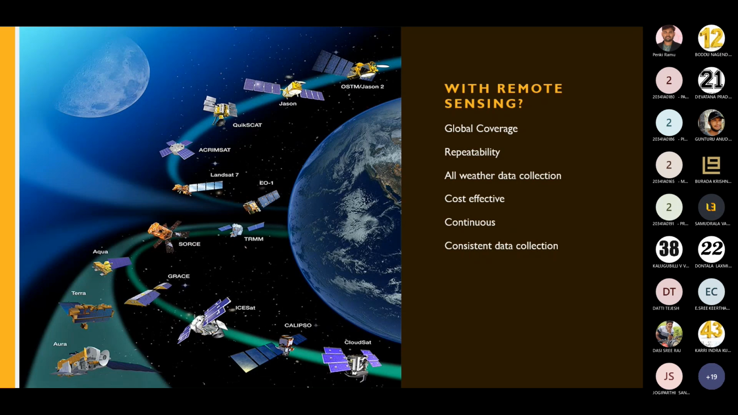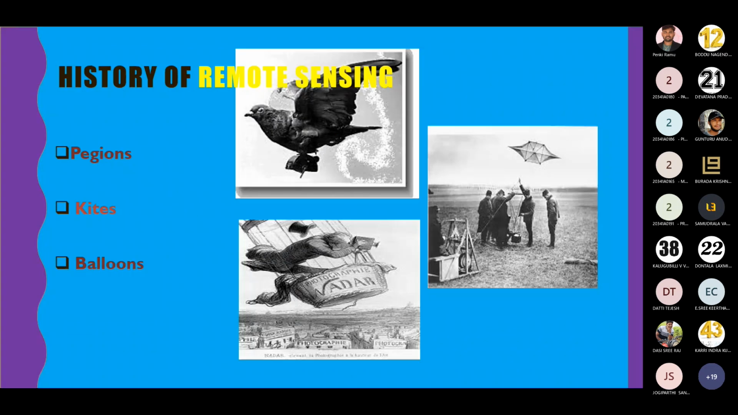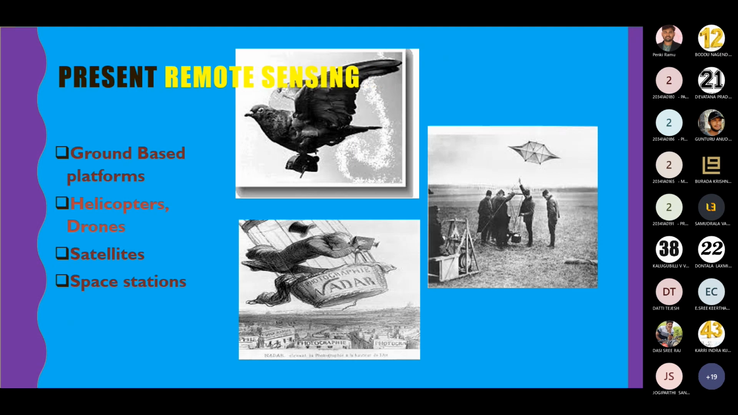Since you have different types of data, you can study for different purposes. It is possible for us to take different types of studies with the help of remote sensing. Coming to the history of remote sensing, earlier pigeons, kites and balloons were used to conduct remote sensing. However, nowadays we are using ground-based platforms such as tripods, moving vehicles, and towers, and helicopters, drones, satellites, and space stations for conducting this remote sensing.